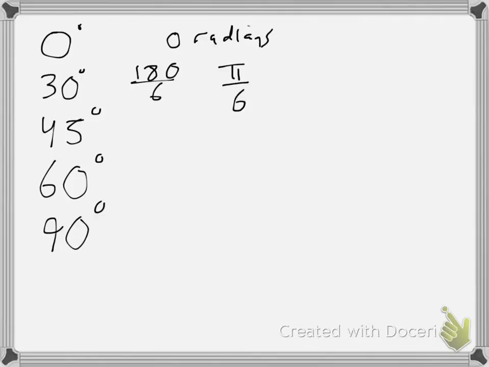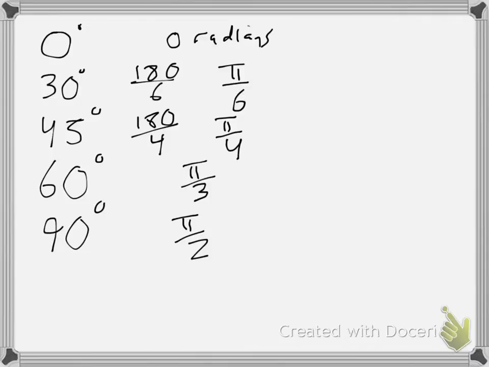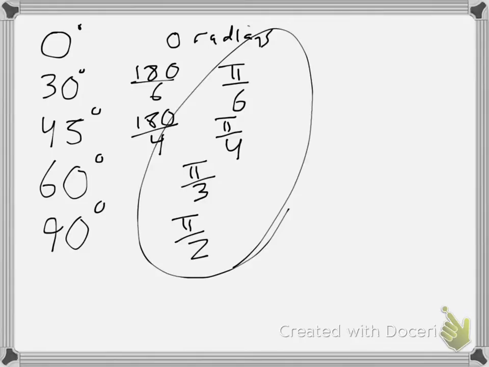45 goes into 180 how many times? 180 divided by 45 is 4 times. So it becomes pi over 4. 60 is pi over 3. 90 is pi over 2. So if you take your unit circle out, we now have our angles, we can do them in radians.